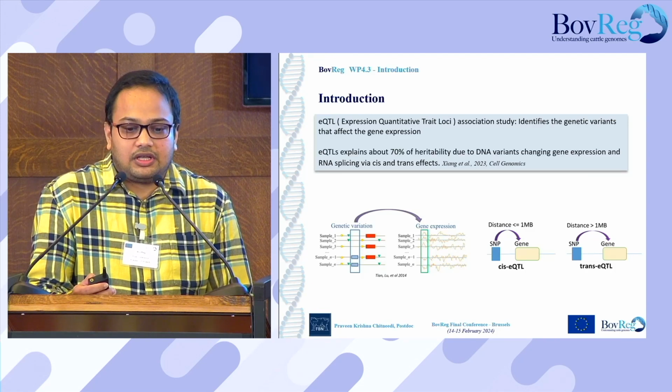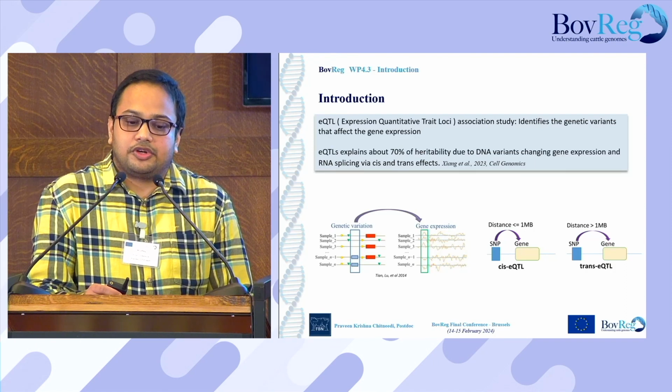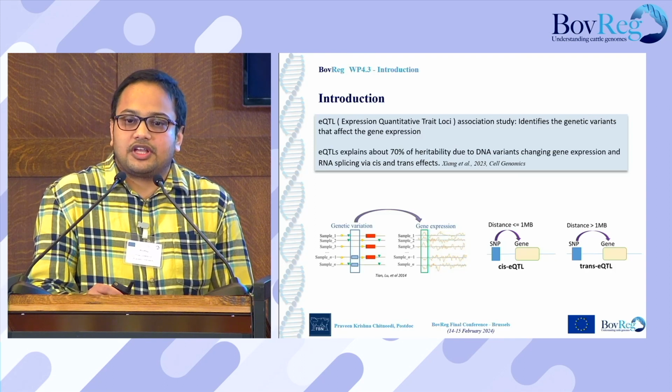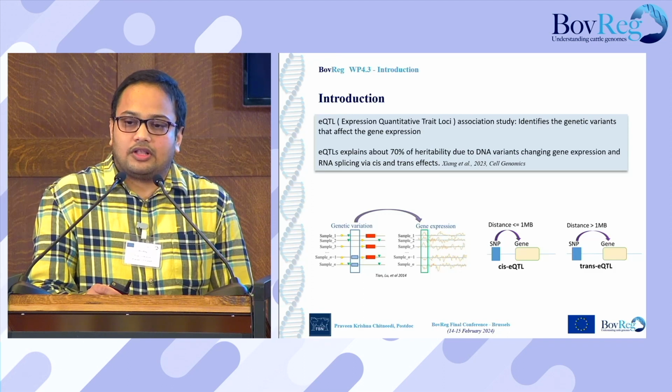Basically, eQTLs are categorized into two based on the distance between the SNP and the gene it affects. If the distance is less than 1 MB, they are called cis eQTLs. If it is greater than 1 MB, they are called trans eQTLs.